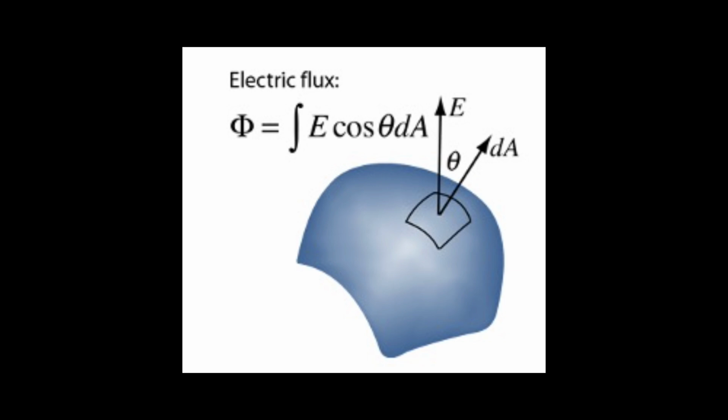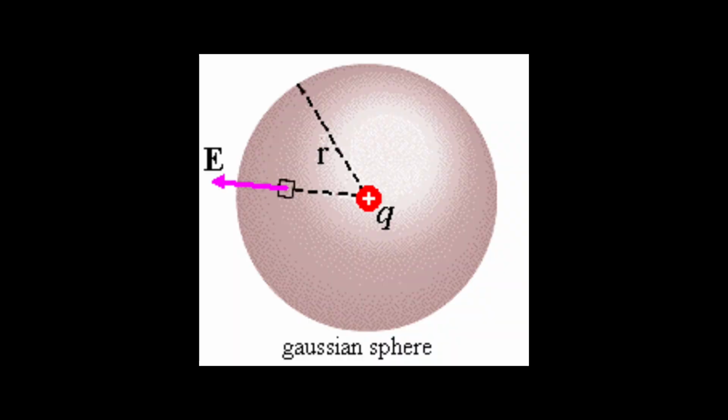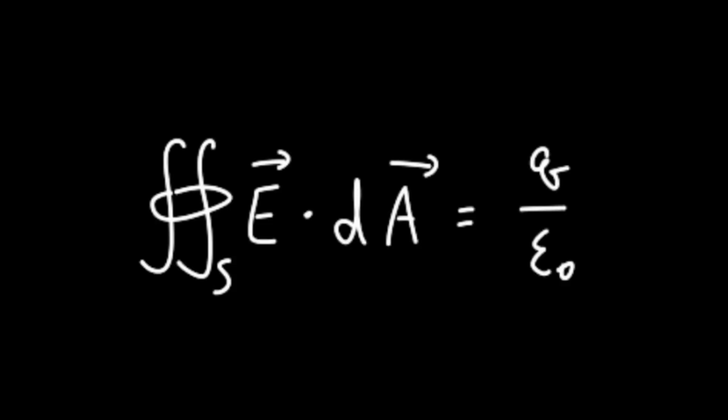We can also calculate the flux of this electric field, which is basically how much an electric field passes through a surface. So if we make an imaginary sphere around the origin with the charge inside, the flux follows Gauss's law, which says that it is equal to the charge divided by the permittivity of free space.